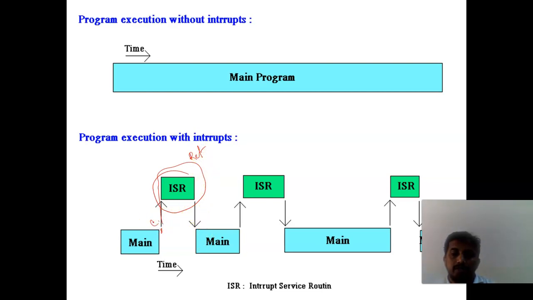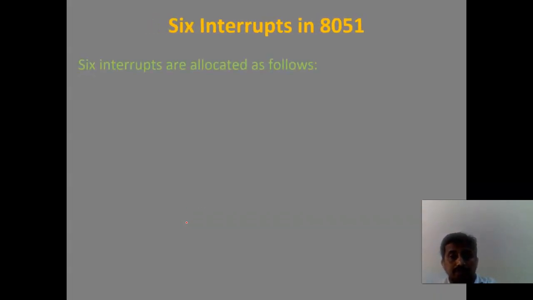Here, usually some interrupt would be given, so RST or some value is given. According to that interrupt, it will go there and come back, and again it will go and come back. Whatever program has been left out, the next instruction immediately after the call or the interrupt, it will come back to again. This is about the interrupts.